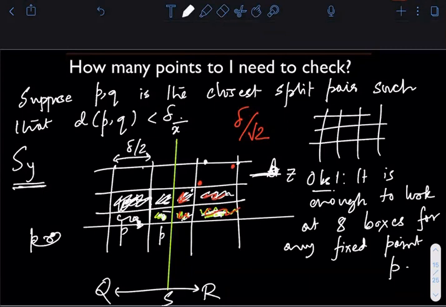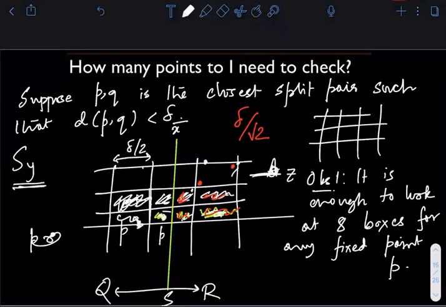But I know that after 8 boxes, you are going to go out of this picture, right? So after you have traversed, let's say, 7 boxes from P, you are going to get out of these 8 boxes. So then you don't need to check any further. Okay.